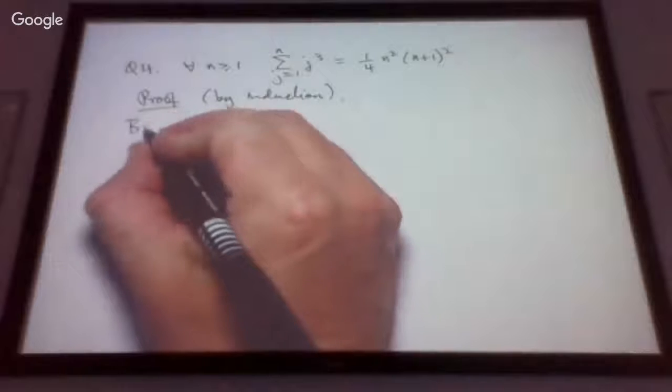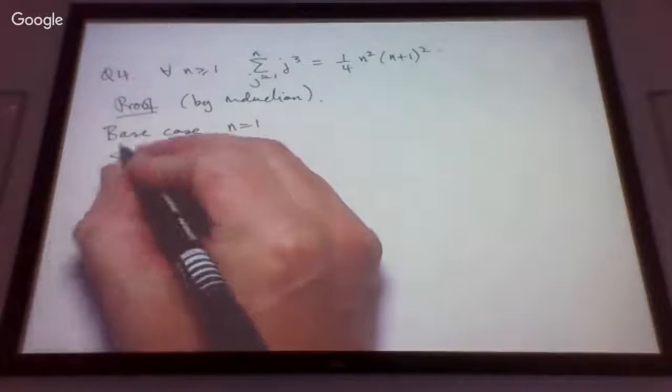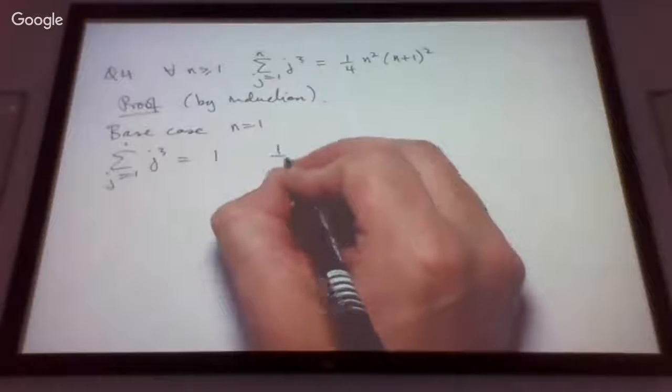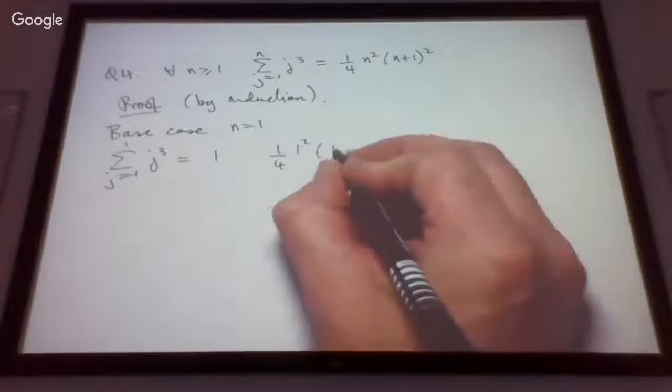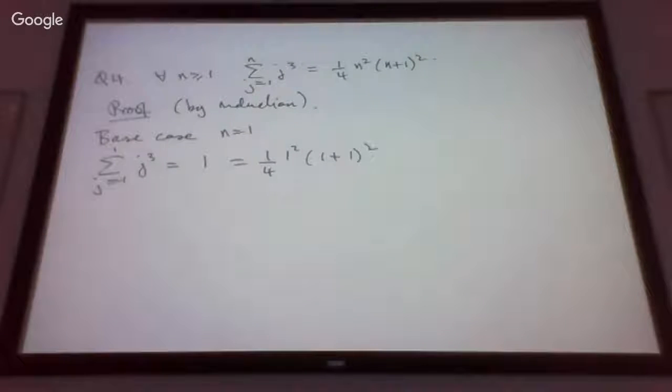So the base case, of course, is n equals 1, and there's really nothing to prove. Just basically observing that, yes, the thing is true for n equals 1. So the second step is to make the assumption.